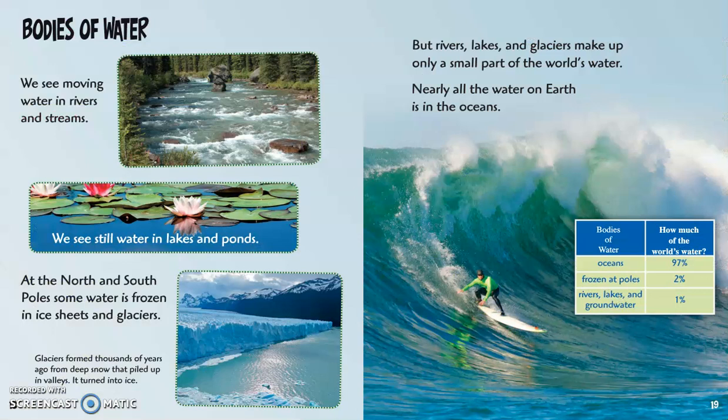Bodies of water. We see moving water in rivers and streams. We see still water in lakes and ponds. At the North and South Poles, some water is frozen in ice sheets and glaciers. Glaciers are formed thousands of years ago from deep snow that piled up in valleys. It turned into ice. But rivers, lakes, and glaciers make up only a small part of the world's water. Nearly all the water on Earth is in the oceans.